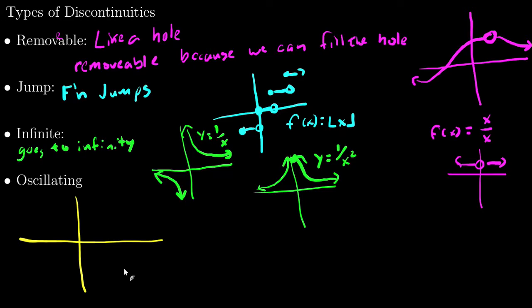And one example of that is sine of 1 over x, which is going to look something like this, where it oscillates faster and faster and faster, and it's actually going to be undefined at 0, and then it picks up again, oscillating quickly, and then settles down. Now that might be a little bit off, but that's the basic idea. So these are our four types of discontinuities.